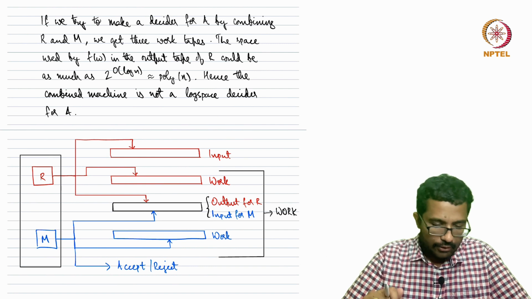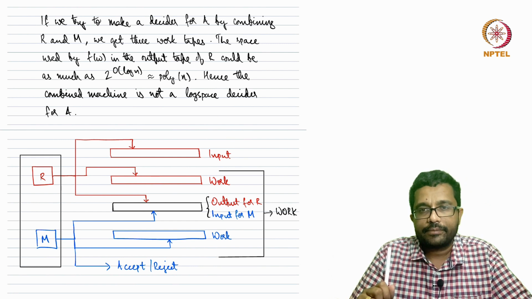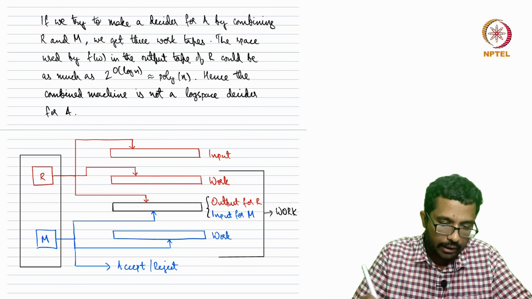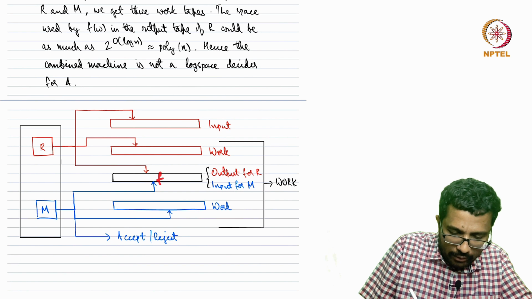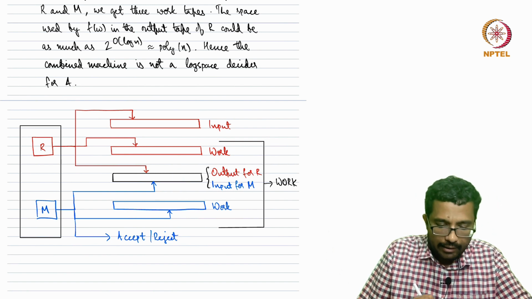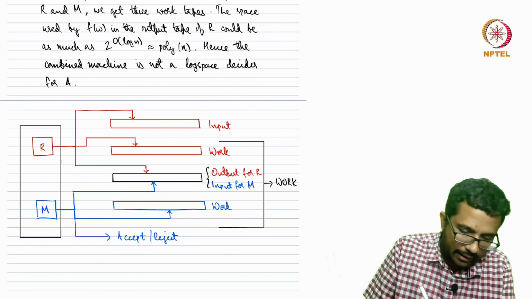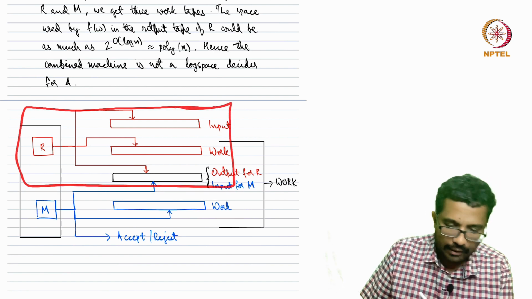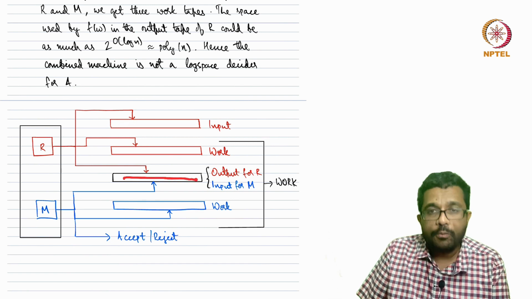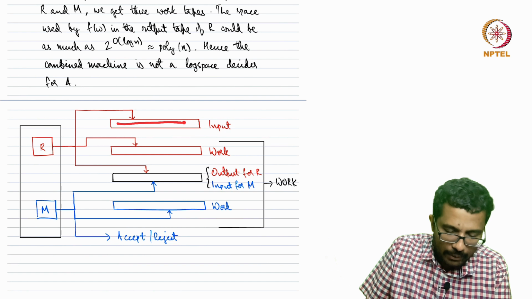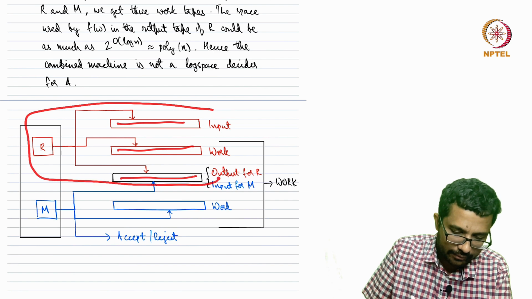log space reduction, right? So we have a machine R that reduces w to f of w, or x to f of x. So w will be there in the input and f of w will be there in the output. And then we have a machine that decides f of w. These three tapes are part of the reduction machine: this is the input, this is the work tape, and this is the output tape of the reduction machine. The input tape is read only, the work tape is read write, and the output tape is write only, as far as the reduction machine is concerned.